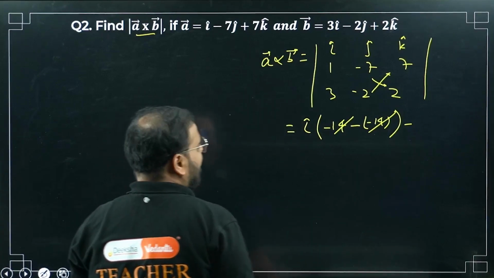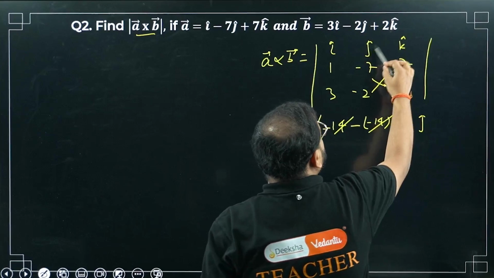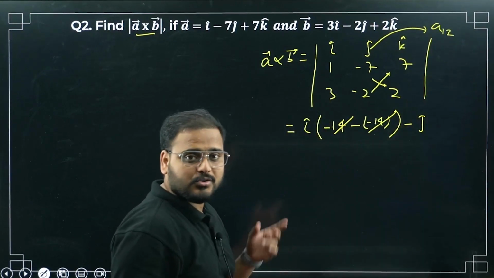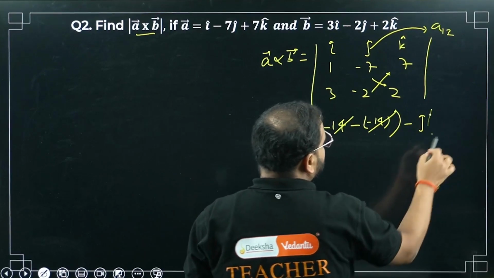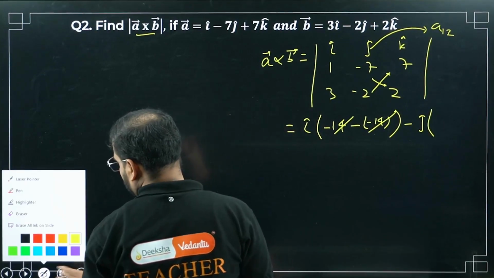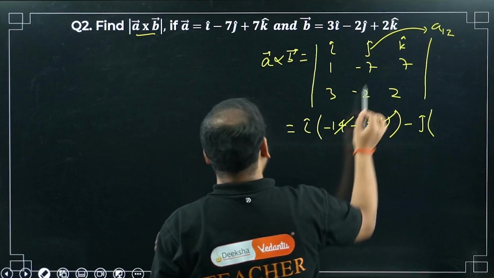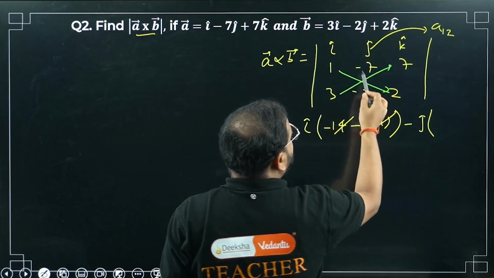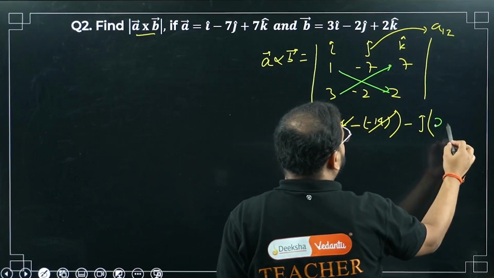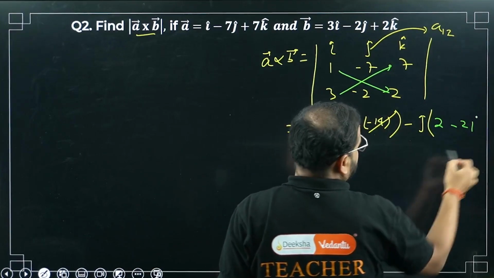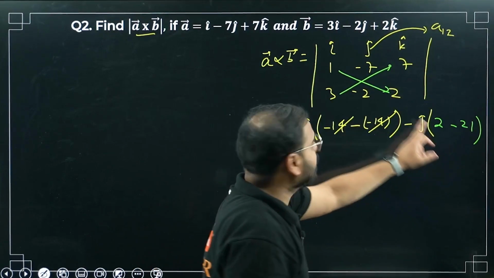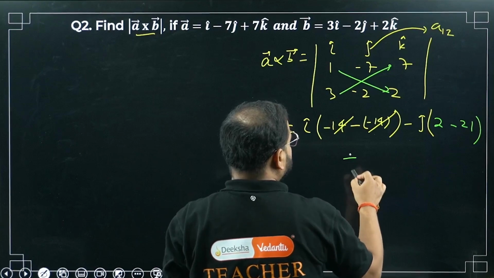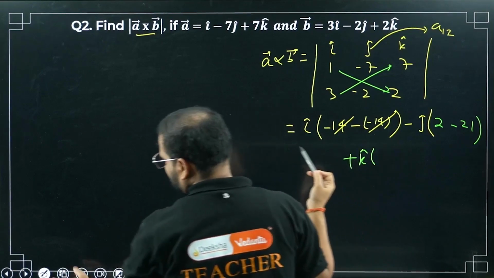How is it negative? I hope you remember. This is which position? 1, 2, right? 1 plus 2 is odd, so the sign is negative for that element. j cap will be what? Have a look. For j cap, you're going to take this and this. So 2 into 1 minus 21. Correct? 1 into 2 is 2 and 7 into 3 is 21. j cap is done. Now for k cap, again the plus sign will come. For k cap, what am I going to take? Have a look.